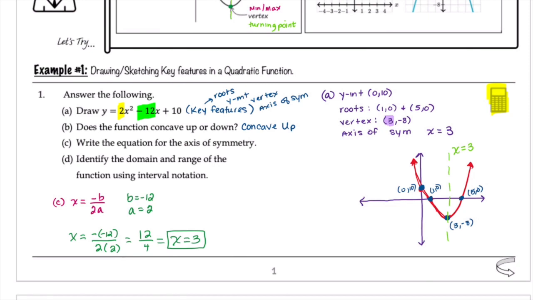For part D, we are finding the domain and the range of the given function using interval notation. So the domain of any polynomial is always all real numbers, so negative infinity to positive infinity. The range for this function starts at the minimum y value, which is right here at -8. It is included, and we are going to positive infinity.